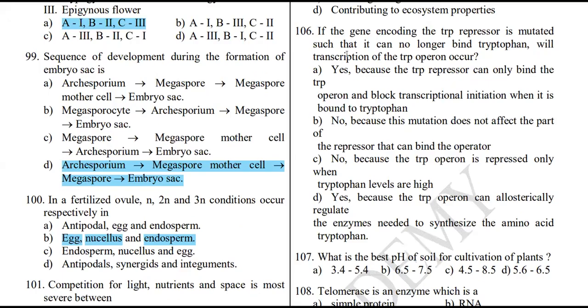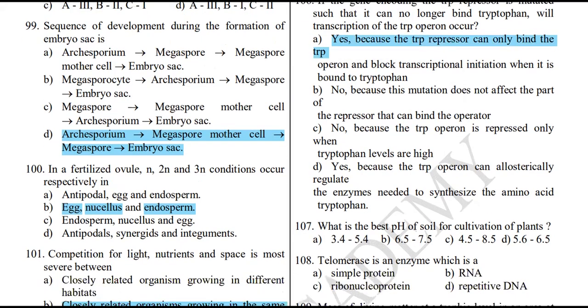Listen. If the gene encoding the TRP repressor, which means the repressor gene, is mutated, which means it doesn't work, then the repressor will not be produced. If the repressor is not produced, it will not be able to bind to the tryptophan. If the repressor and tryptophan are not able to bind with each other, they would not be able to bind to the operator. If they do not bind to the operator, transcription can take place because there is no blockage. So transcription can take place, because the TRP operon binds only to the TRP. So the answer is option A. Okay, the next question.